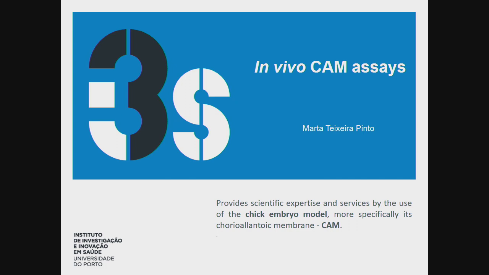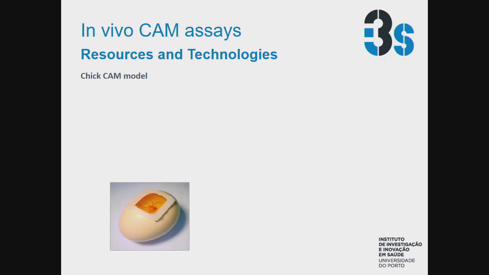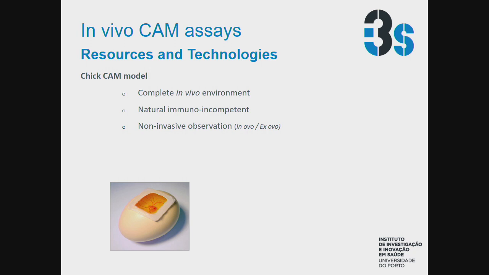So this is kind of a new platform. It started in 2012, and it arose from the need to have in vivo tools to evaluate complex functions. And we chose the chick CAM model as that alternative or additional model to use. Why did we choose this? The chick embryo, it's an egg, okay? It's a complete in vivo environment. Since it's developing, it is still immunoincompetent, and this is very relevant because it will not reject non-chick cells.